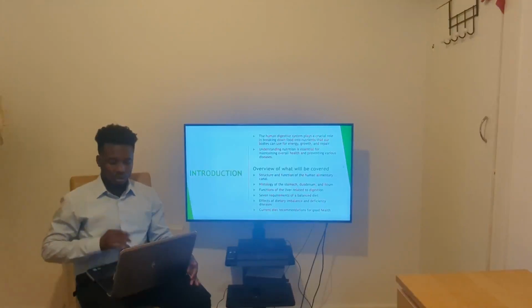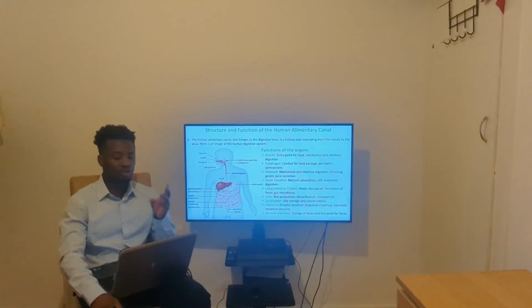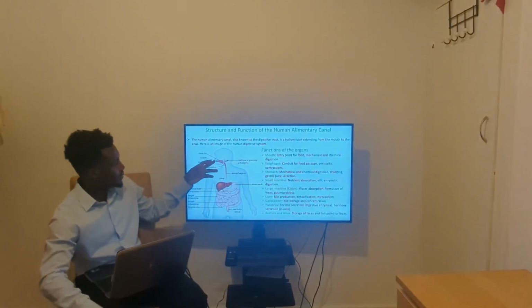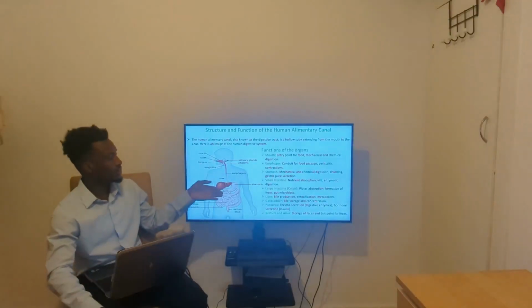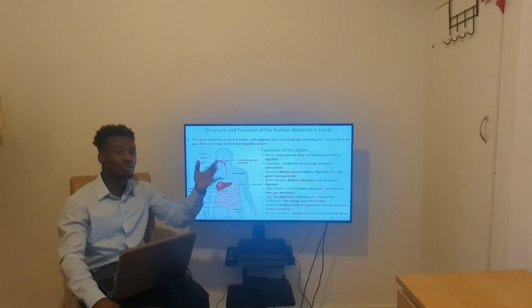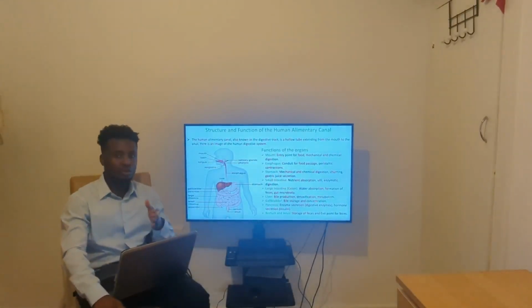Next, the structure and function of the human alimentary canal. The human alimentary canal is also known as the digestive tract. It is a tube extending from the mouth to the anus. As you can see from this diagram, from the mouth, you see this tube down to the rectum and anus. You can see those various organs. Those organs come together and form the digestive tract, also known as the digestive system. And we'll talk about the function of all the organs here.